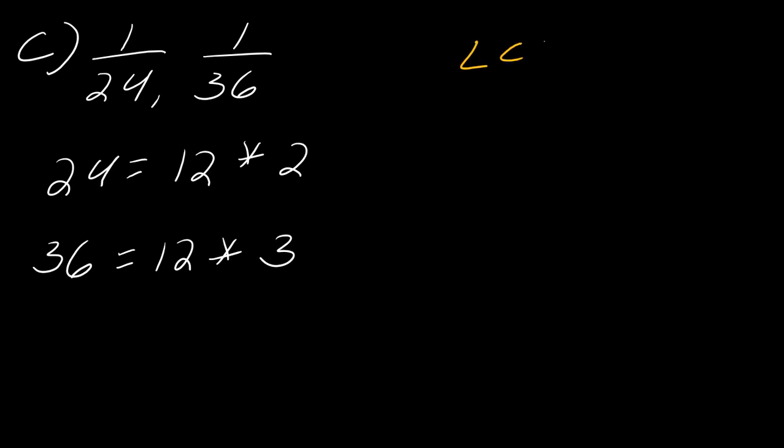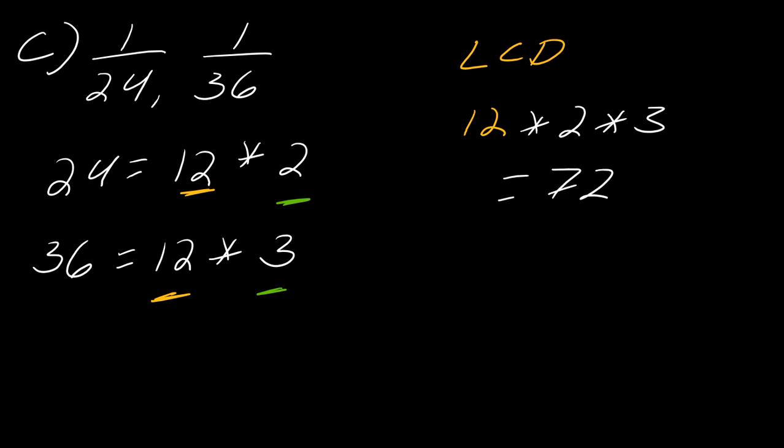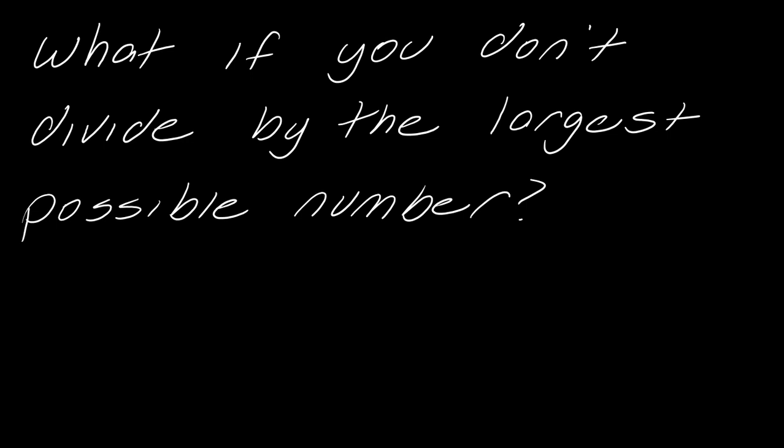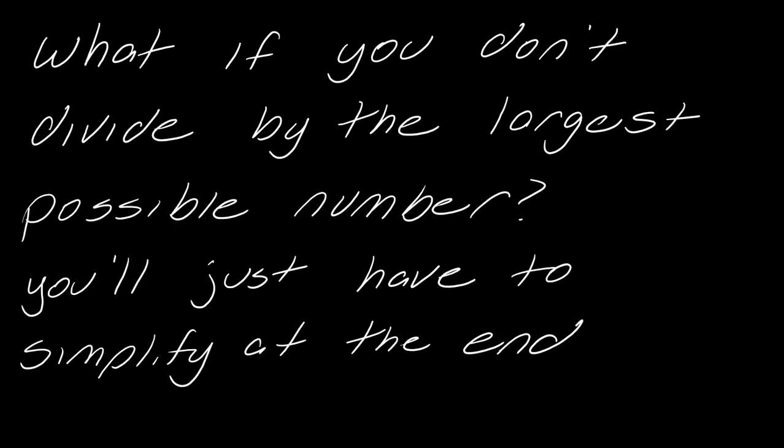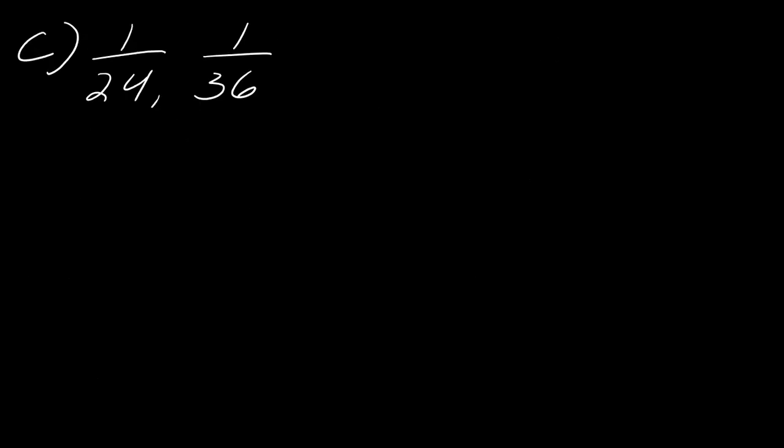So the LCD in this case, again, is what they have in common, that 12, and then the numbers that they don't have in common. So times 2 times 3, and that will equal 72. Okay, so there is that question of what if you don't divide by the largest possible number? What if you found, say, 6, maybe 6 popped out at you? Well, if that happens, you'll just end up having to simplify in the end, and you'll just end up not getting the LCD. It's not the end of the world.